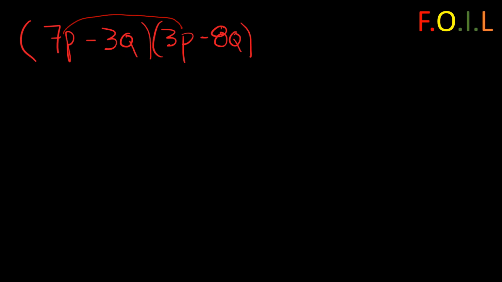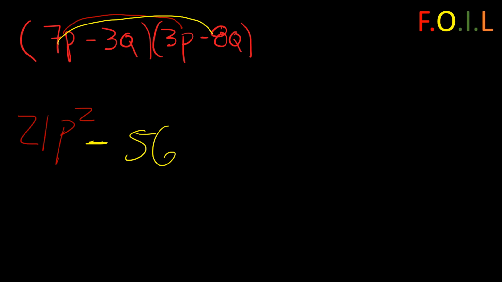7 and 3 is 21. P and p is p squared. Let's go to the outer. So now we have 7p times negative 8q. Well, negative and positive is a negative. 7 and 8 is 56. P and q is just going to be pq.